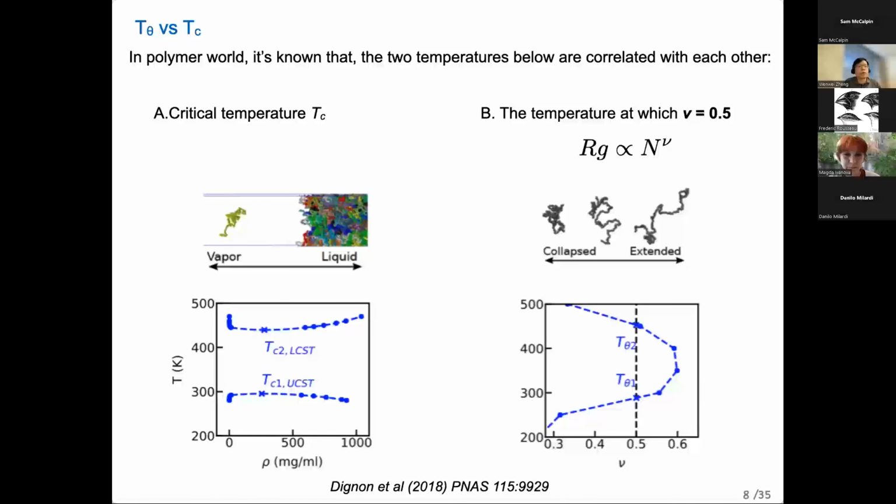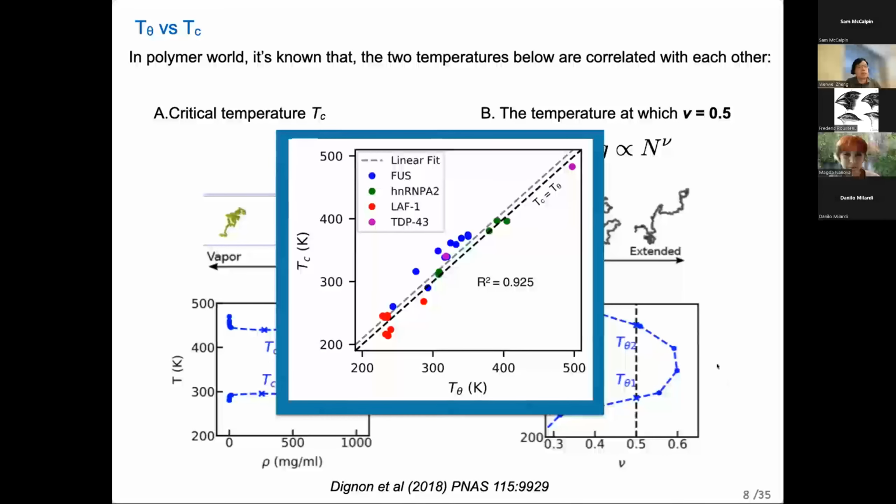And then there are two different types of simulation: one is the coexistence simulation, and one is just a single-chain monomer simulation, for the collapse and extension of the protein. We can compare the theta solvent temperature and the critical temperature, and we find that most of the time they correlate with each other. So if we pick a number of those proteins and their mutants and run simulations, they correlate very nicely. This is a trivial result in the polymer world. For a homopolymer, we know that these two temperatures correlate with each other. But even for a heteropolymer in the coarse-grained model, these two temperatures still correlate with each other.